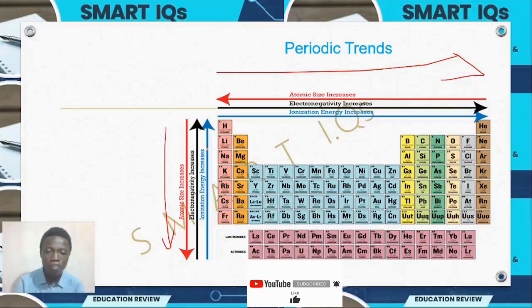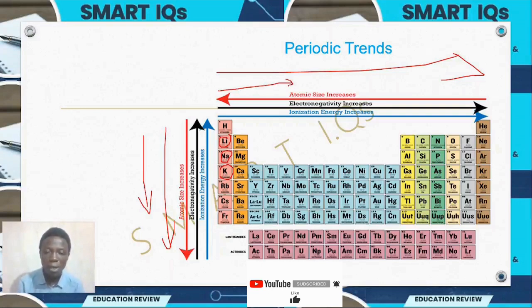Now, as we move down the group in the periodic table, the electropositivity of the element increases. So that's why you can see that sodium is more electropositive than lithium, and potassium is more electropositive still. Are we together? So electropositivity increases down the group, whereas electropositivity, of course, decreases across the period.